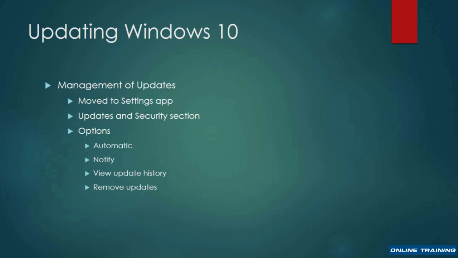The management of updates has changed a bit. This has been completely moved out of Control Panel and now into the Settings app. In the Settings app, you'll find it in the Update and Security section. And there are a few options that you've got there. The default is that you're going to automatically download and automatically install those updates as soon as they are available.